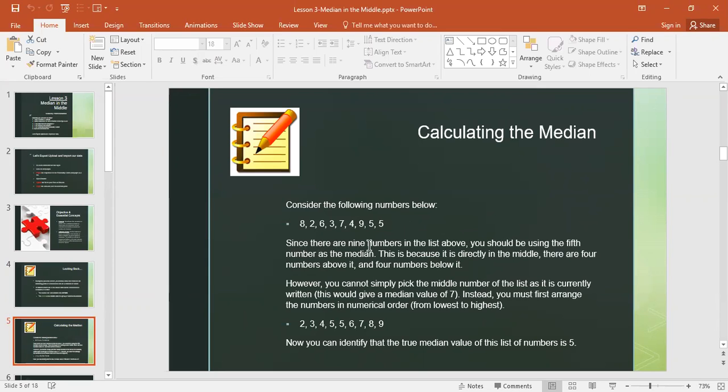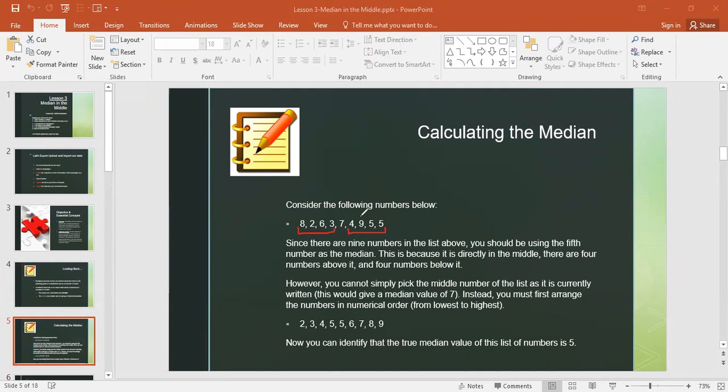Since there are 9 numbers in the list above, we should be using the 5th number as the median. Why the 5th? This is because it is directly in the middle. There are 4 numbers above it, and there are 4 numbers below it. So that's smack dab in the middle.